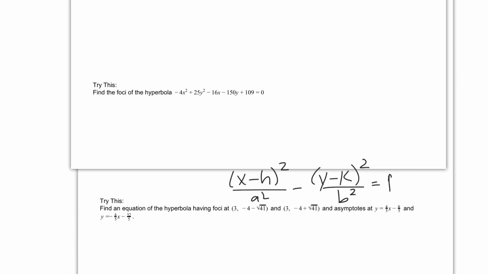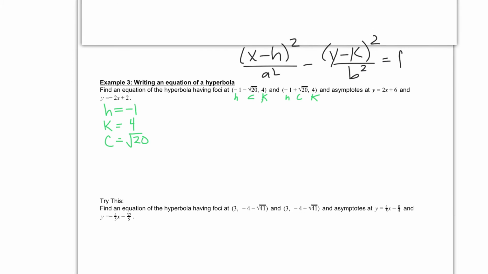So if we go back to our problem, we know that the slope is equal to plus or minus b over a. And in our case, the slope is the number in front of our x. If you go back to Algebra 1 and remember y equals mx plus b, we know our slope here is 2 and our slope here is -2. So we know that b over a is equal to plus or minus 2.